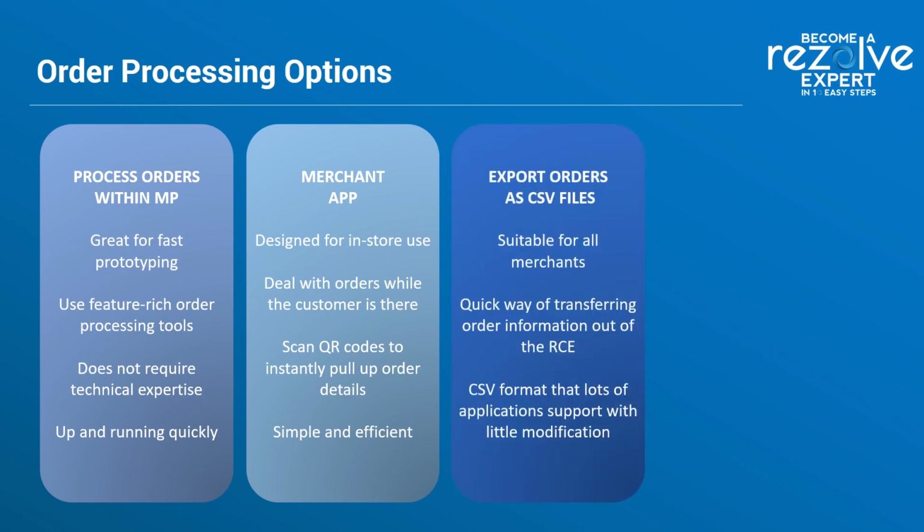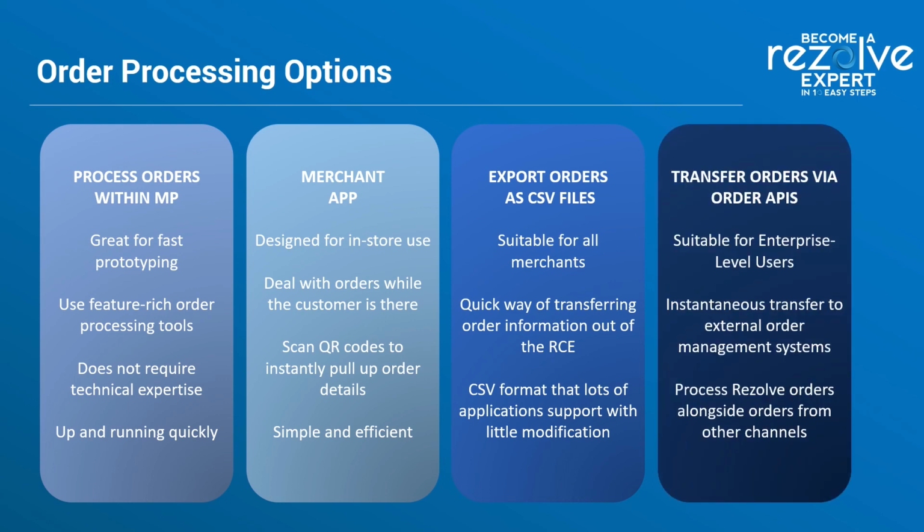It's possible to export orders as CSV files, and that's a really useful way of getting order information out of Rezolve into a CSV file, which you can then process, deal with, manipulate, and take into other applications. You might import those into another application. But we've also got the ability within Rezolve to connect Rezolve to an external system using APIs, which will potentially give you instantaneous transfer of orders to external order management systems. And then you can deal with the Rezolve orders alongside other orders that you might have in that system.